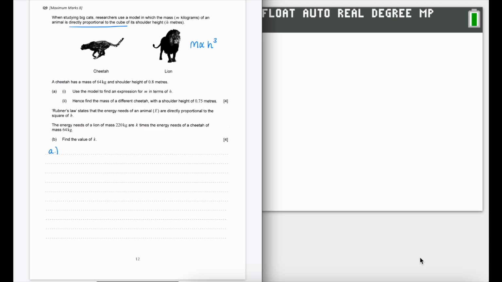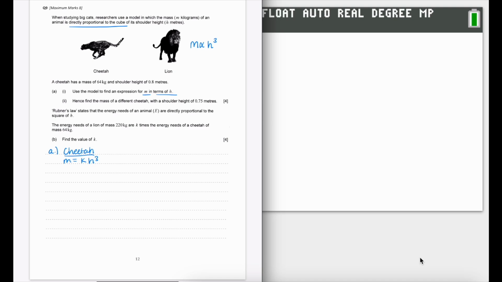For part A, we're told that a cheetah has a mass of 64 and a shoulder height of 0.8. So this is specific to the cheetah. From that, we can start to find what that relationship is more specifically, so that we can then find m in terms of h. Instead of this symbol, we can change this to a linear relationship, which is that m is equal to something times h cubed.